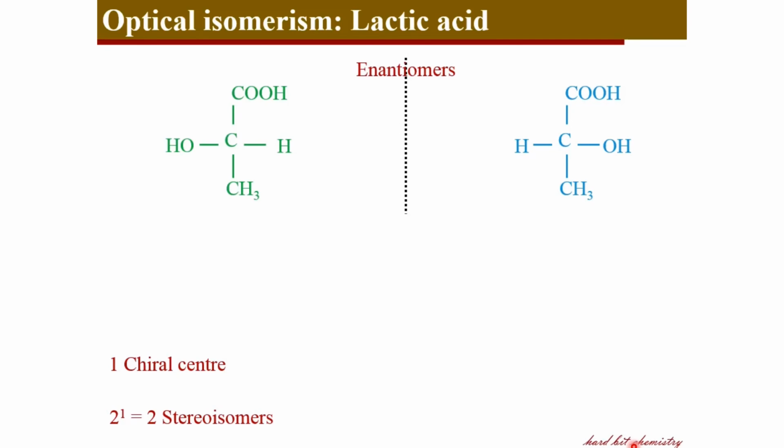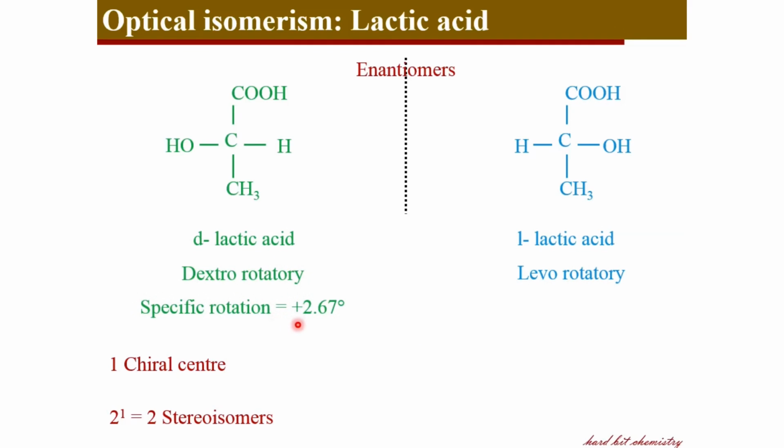On measurement of optical activity, it was seen that the first enantiomer is dextro-rotatory lactic acid. That means it rotates the plane of plane polarized light towards the right through an angle of 2.67 degrees. And the second structure is measured to be levo-rotatory with a specific rotation of minus 2.67 degrees. So the two optical isomers of lactic acid are enantiomers.